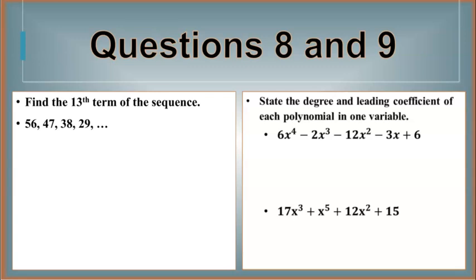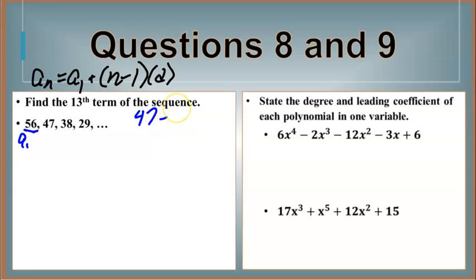Question 8. Find the 13th term of the sequence. Now the formula for this one would be a subscript n equals a subscript 1, the first term, plus n minus 1 times the common difference. Now you can use this formula when you are given the first term, which we have a subscript 1 here, and the common difference is always what are you counting by. So if I take the second term of 47 minus the first term of 56, I will get the common difference of negative 9. So this is our d.